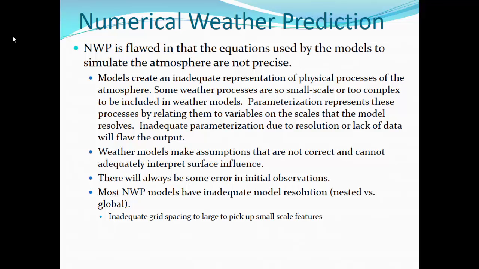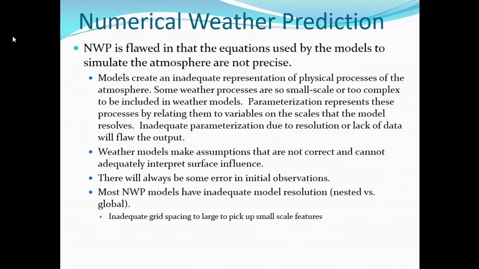So a couple of things to consider. The models essentially create an inadequate representation of the physical processes of the atmosphere. Not only that, the models can't adequately resolve some surface atmosphere interactions. They can't resolve those micro-scale interactions, and so there's an inadequate representation. Weather processes can be too small or too complex to actually be effectively included in the weather models.